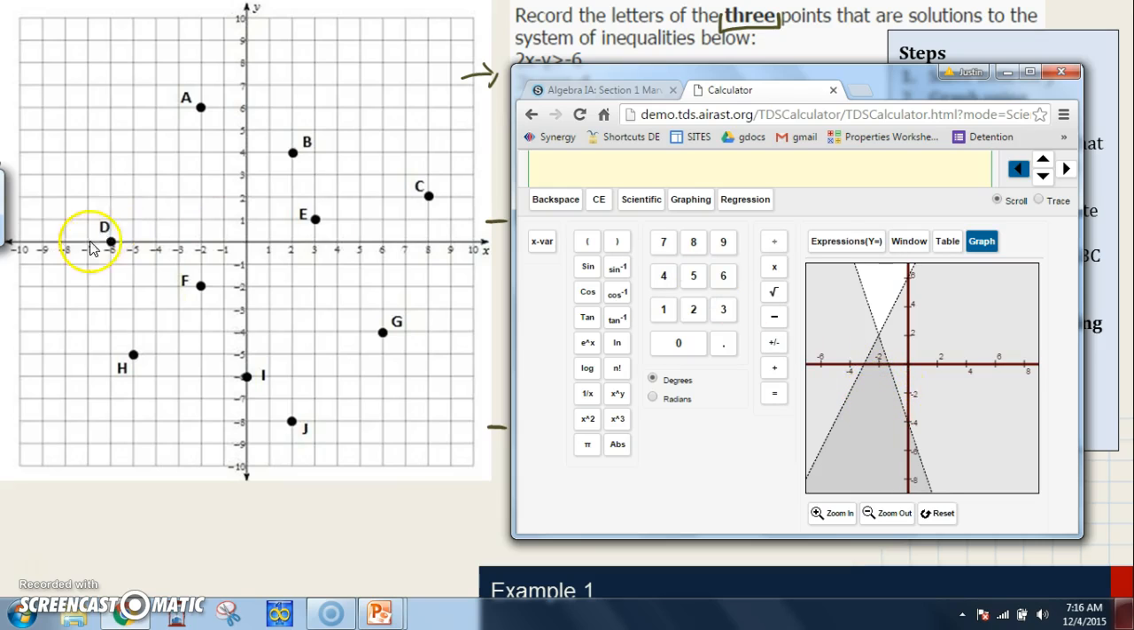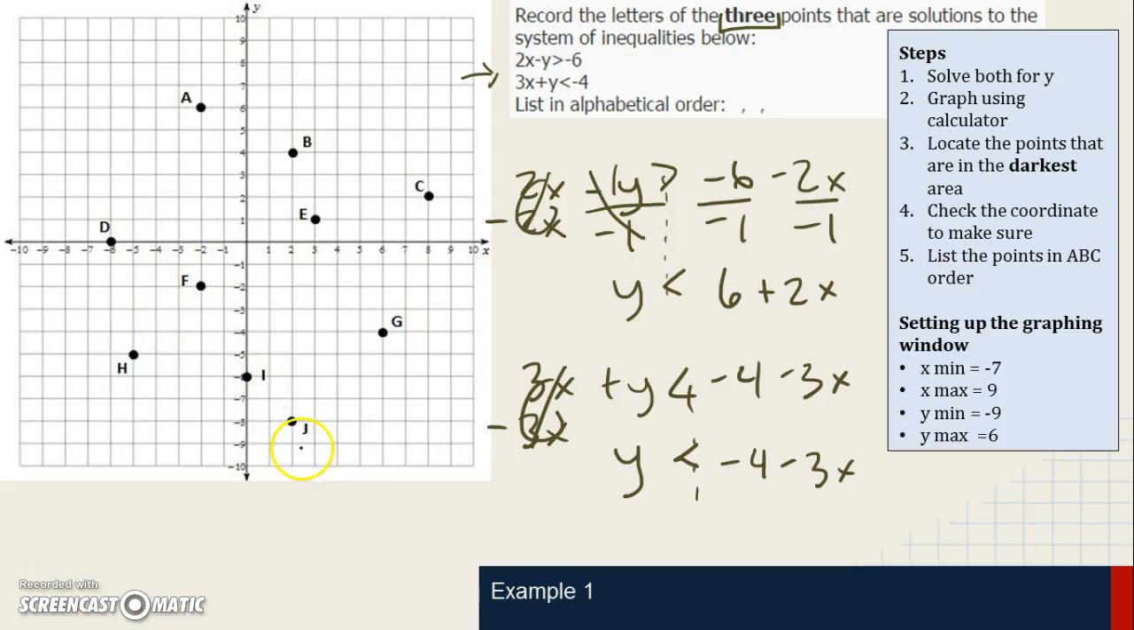Now is D in? D looks like it is pretty close, but I can see that's on -6, and here's -6. So D's not in the darkest region, so that's not going to be a solution. Well, what's the other solution? Well, the other closest point is I. Looks like it's on -6 on the y, and it looks like -6 is in the darkest region. So we know that our 3 points are H, F, and I. So I'm going to write those down, or just underline them. We know we found our 3 points.